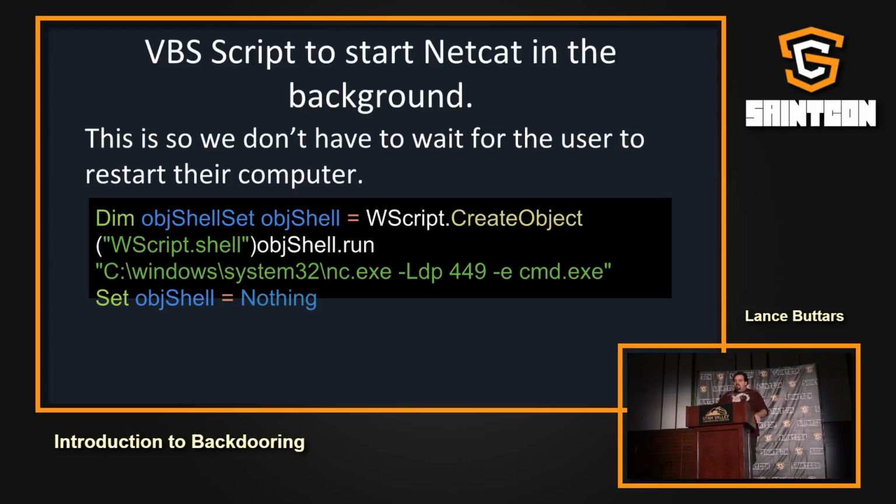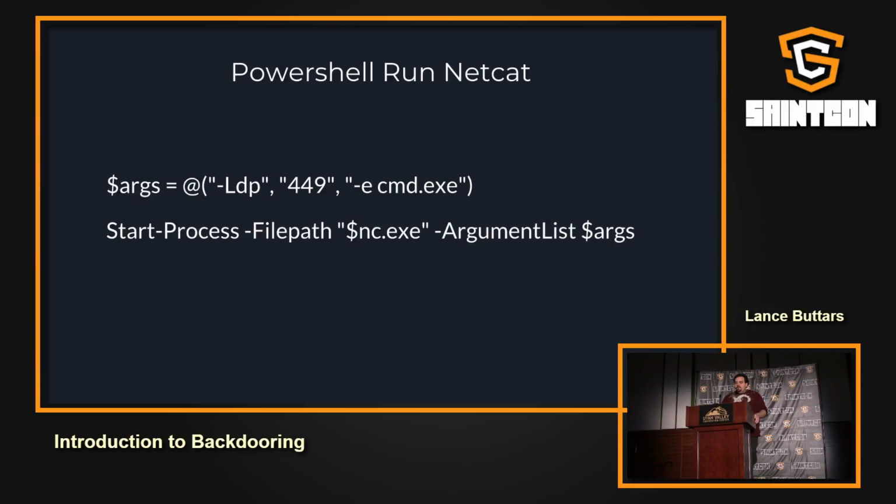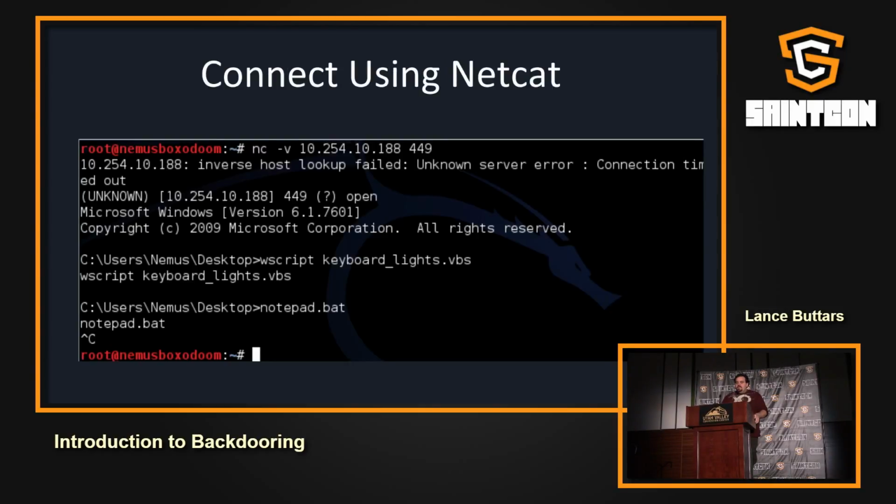So again, here's another VB script. If you want to use a VB script to set up your backdoor, PowerShell, you can run commands like this. So however you want to set up your script to have Netcat, download Netcat, run it, and install it on your system. And so here's what it basically looks like.